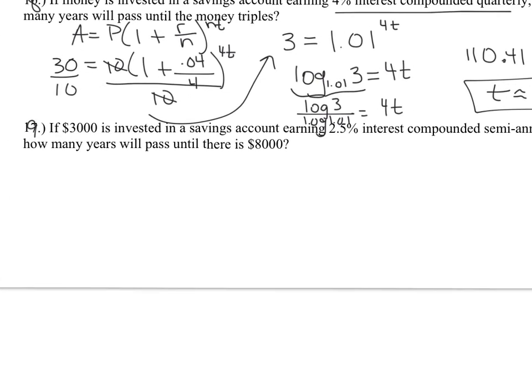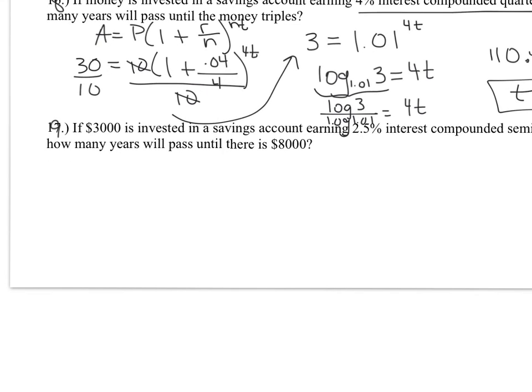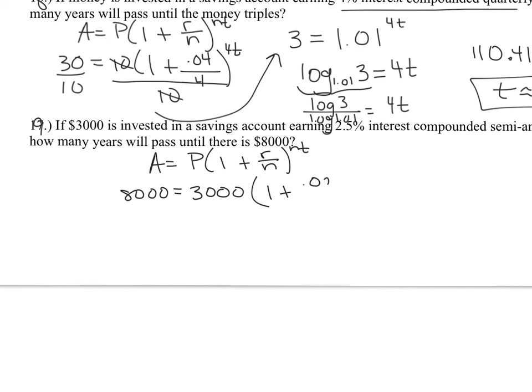And the last one, $3,000 is invested in a savings account, so that's your principal, compounded semi-annually. How many years will it pass till there's $8,000? So let's see, again, we're going to still use that same formula, the one that we learned back when we did regular compound interest. In the end, we want $8,000. And principal, what we're starting with, is $3,000. Interest rate is 0.025. Semi-annually, so that's 2 times a year. And then our exponent is 2 times t.